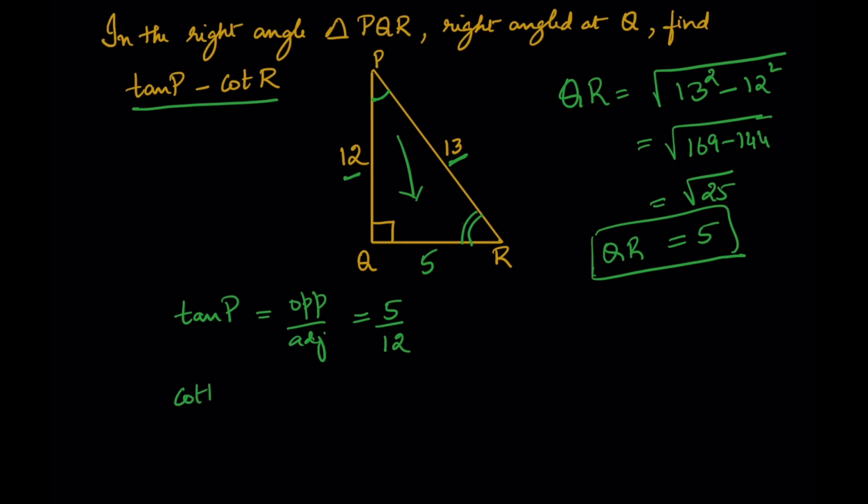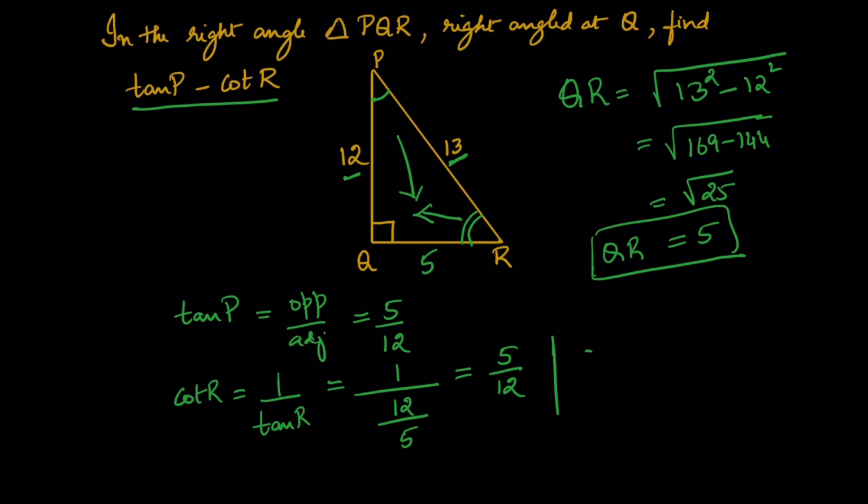Now cot R is nothing but 1 by tan R. So let's write it as 1 by, if we are at point R and look at the opposite direction, QP would be the opposite side, so 12, divided by QR, which would be the adjacent side, 12 by 5. And when we solve the inverse, it would be 5 by 12.